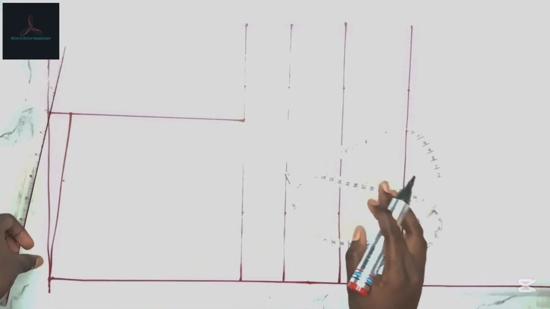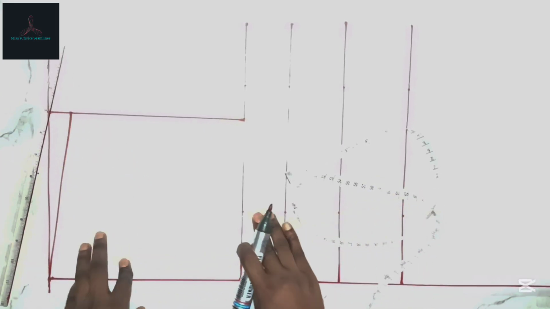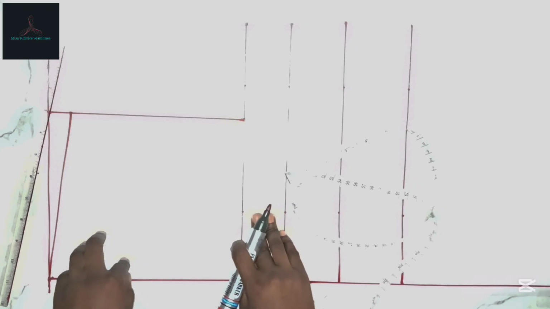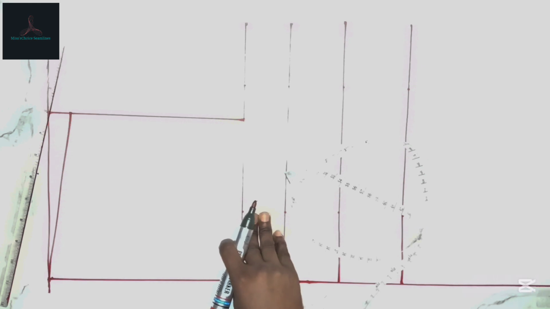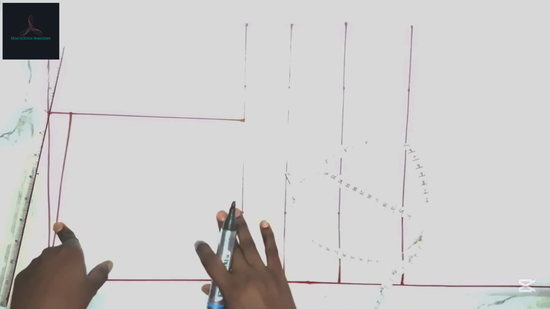The reason I brought this line up here is because I do not want to have any gape on my shoulders. You might have noticed that sometimes when you sew your dresses, the tip part of the shoulder where the neck or the collar stands gapes a little, opens, it does not stay firm. But this line here serves as a dart to help eliminate such opening.